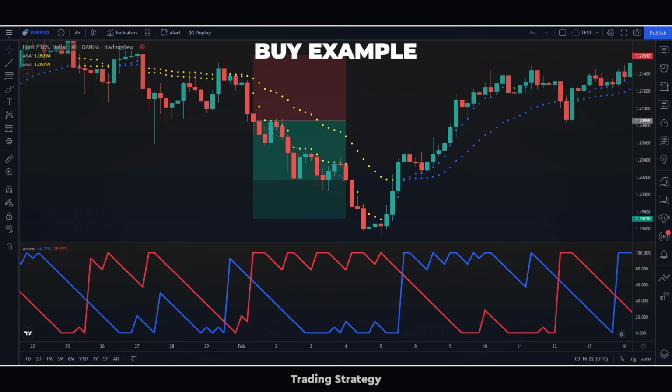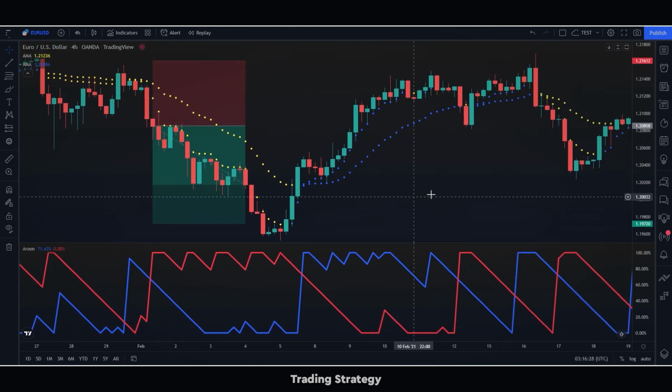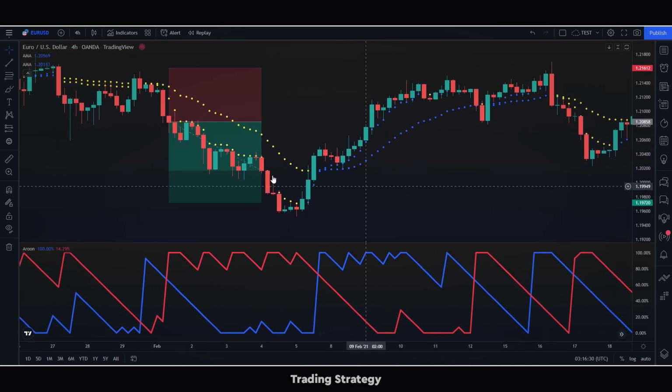Now, let's look at one more example. First, we look for a trend. For example, this bullish trend. We know it because the points of the slower AMA, the one of 26-5-20, are blue. In that trend, we're only going to buy.